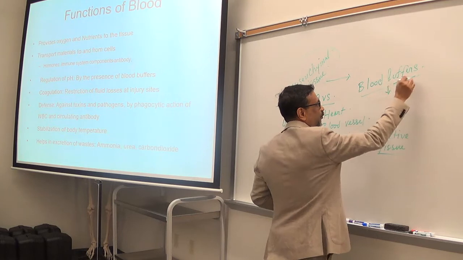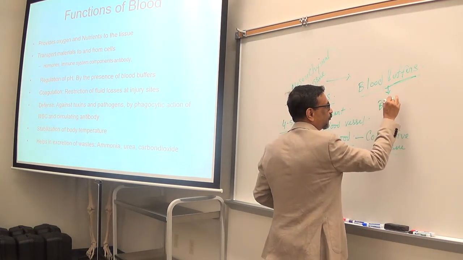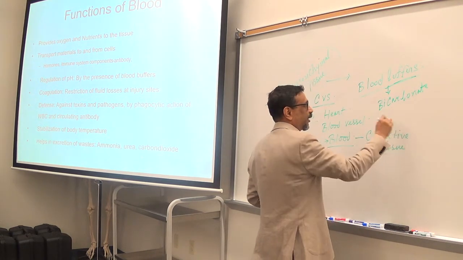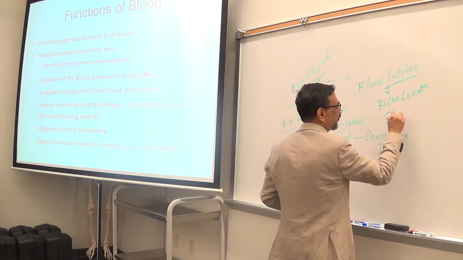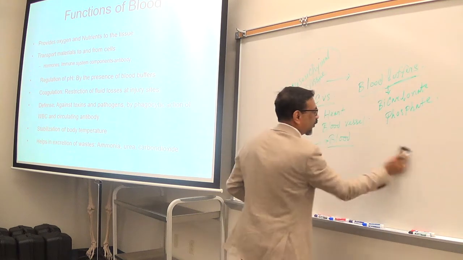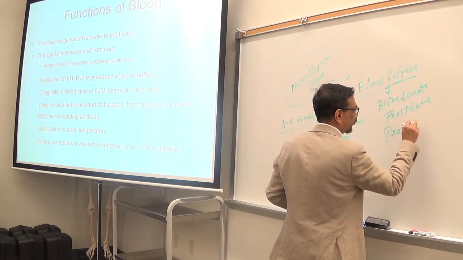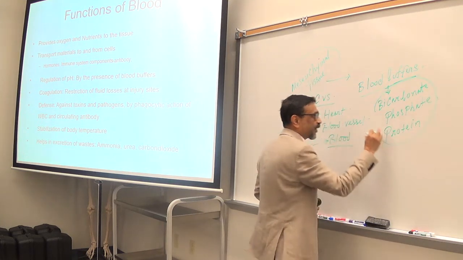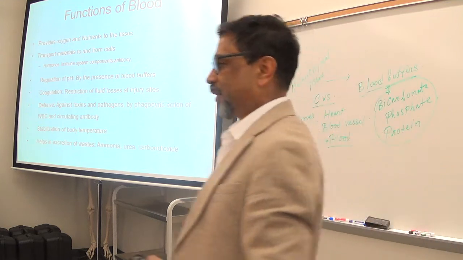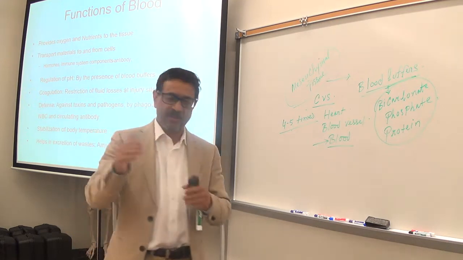What are the important blood buffers? One is called bicarbonate buffer. Another is called phosphate buffer. Protein buffer. So these are important blood buffers. They keep the pH within the range.